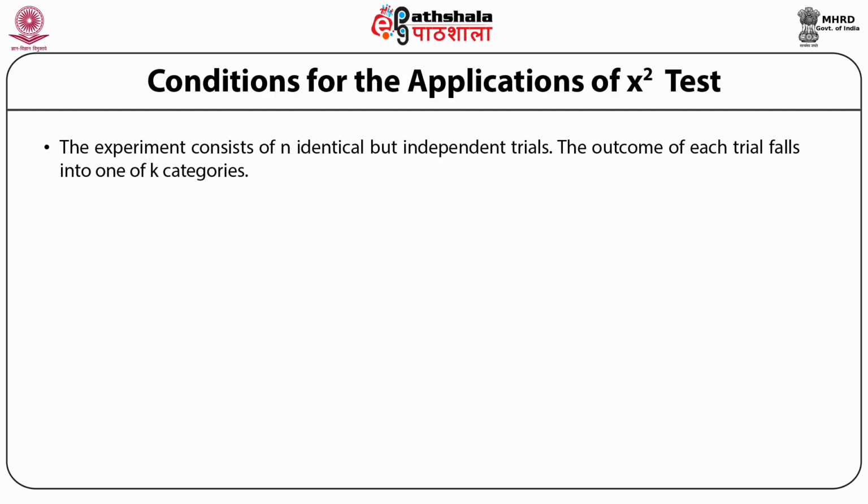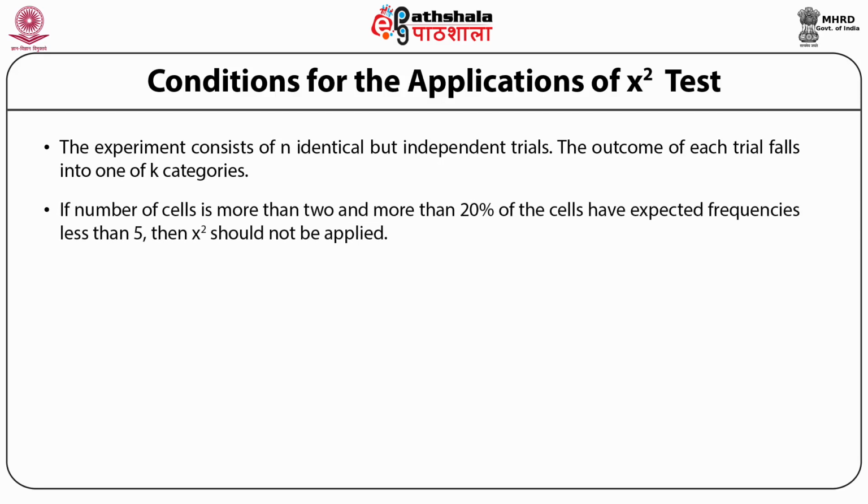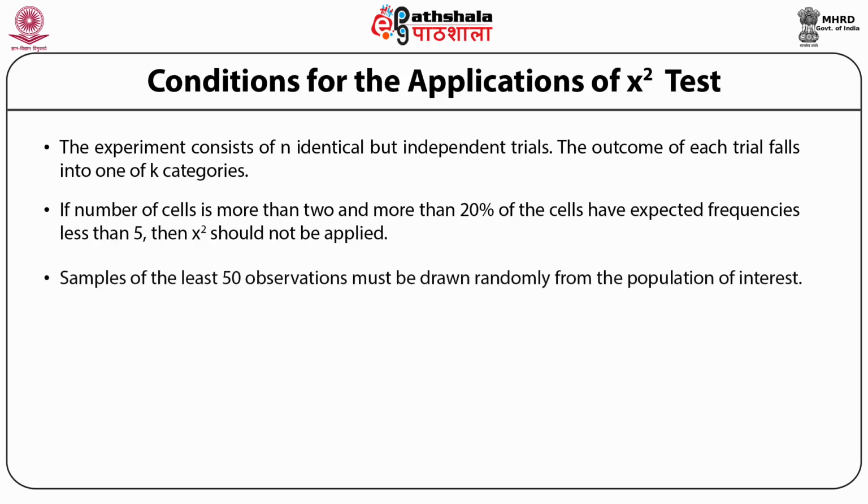The observed O1, O2, On outcomes in each category are counted such that all the sum is equal to 1. The second condition is, if the number of cells is more than 2 and more than 20% of the cells have expected frequencies less than 5, then chi-square should not be applied. The third condition reads that samples of at least 50 observations must be drawn randomly from the population of interest.